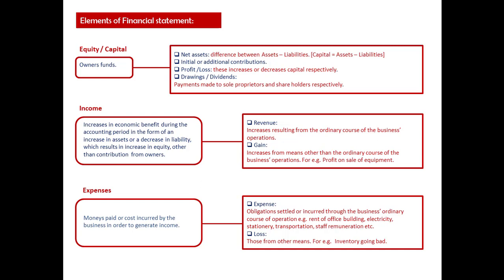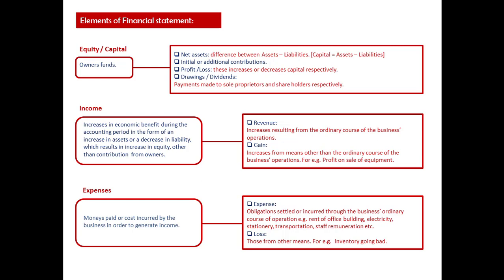So income is an increase in economic benefits during the accounting period in the form of an increase in assets or a decrease in liability, which results in an increase in equity other than contribution from owners. So any money that comes into the business that is not coming from the shareholders, that is not tying the business to an obligation, it's an income. Income can be broken down into revenue and gain.